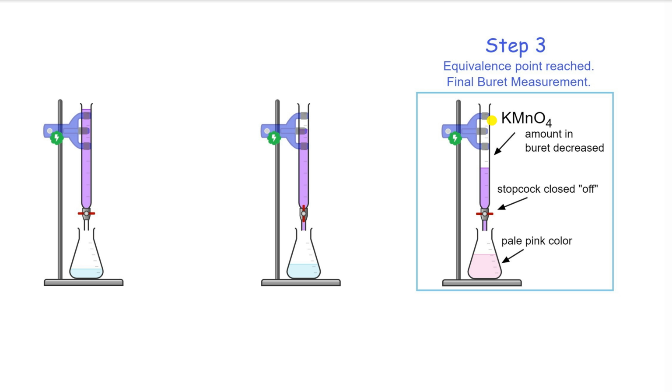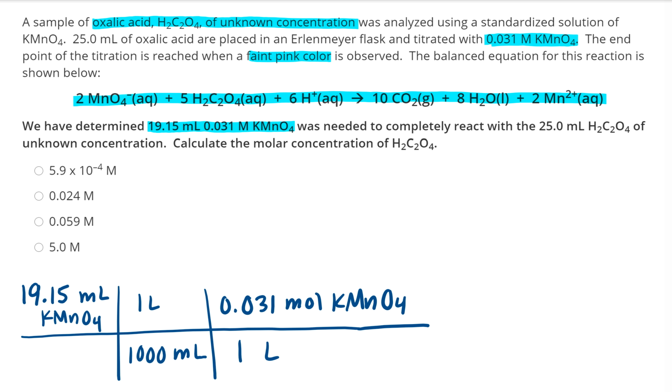We have figured out in our problem the necessary volume of potassium permanganate to reach the equivalence point. So our first step in a calculation would be to take the volume of the titrant, potassium permanganate, that purple stuff, and convert it into liters, and then convert it into moles. So that's what I've done right here. I've taken our 19.15 milliliters, converted over to liters, and then using the molarity of the potassium permanganate, 0.031 moles per liter, we're going to calculate the moles of potassium permanganate.